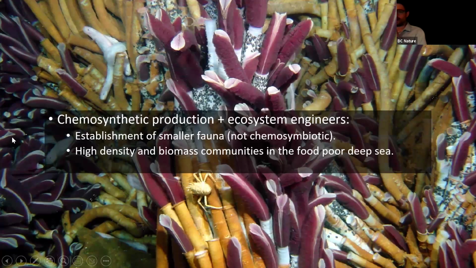So, answering the question of why these communities are able to support such a dense assemblage of fauna in the food-deprived deep sea, well, we now know that the production from chemosynthesis plus the role of these ecosystem engineers favors the establishment of smaller fauna that is not necessarily chemosymbiotic. Those smaller fauna that colonize all these environments do not necessarily have this symbiotic relationship with bacteria, but they feed on bacteria or other animals. And so this is the way that these super high dense and biomass-rich communities are formed in the deep sea.